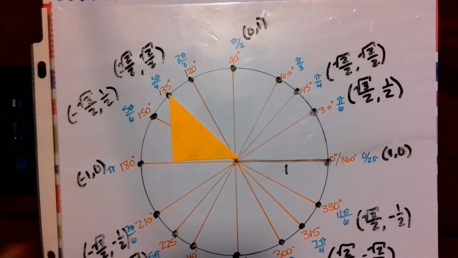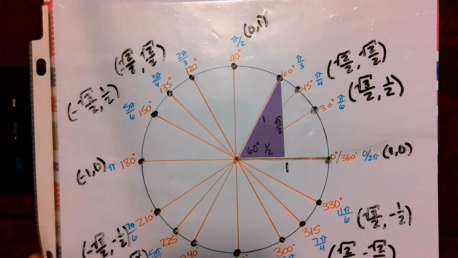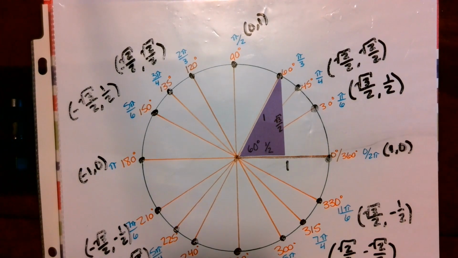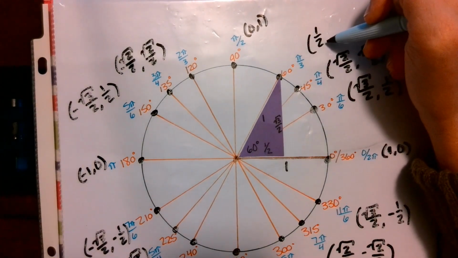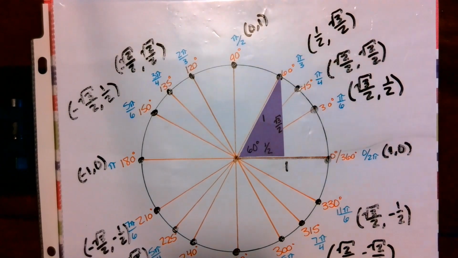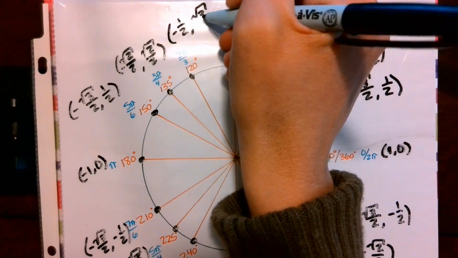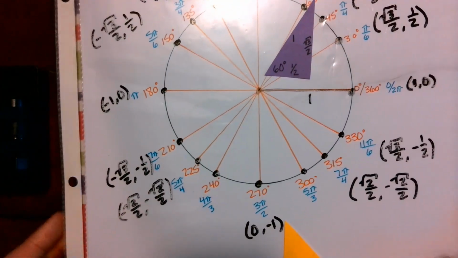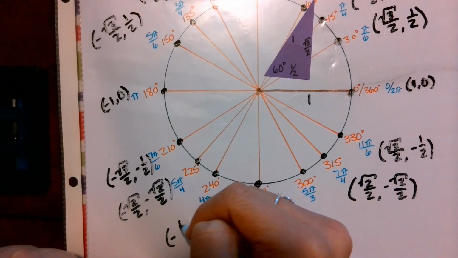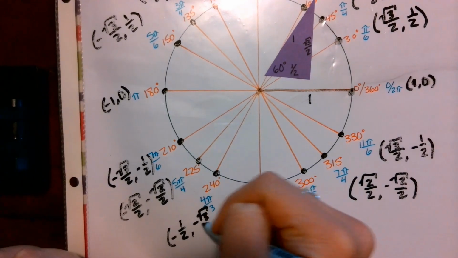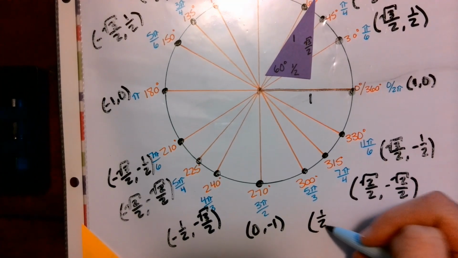Okay, and then my last one, our 60-degree reference angle, is going to be the opposite of that 30 degrees since they're both 30, 60, 90s. Now I'm looking at my x value being a 1/2 and my y being a radical 3 over 2. In the second quadrant, I've got a negative 1/2, radical 3 over 2, and in the third quadrant, I've got both negatives. And then in the fourth quadrant, I've got just the y being negative.